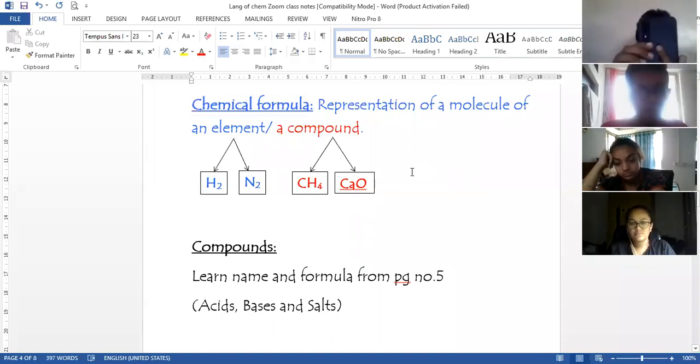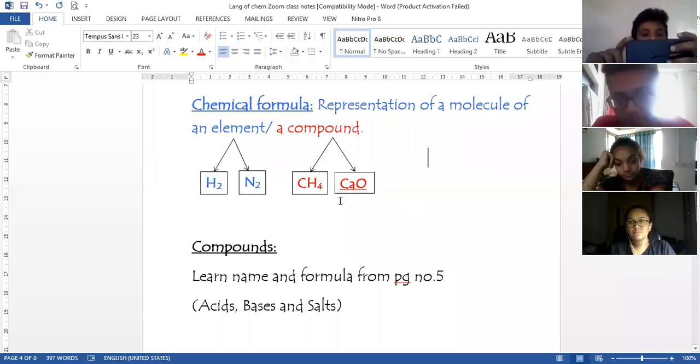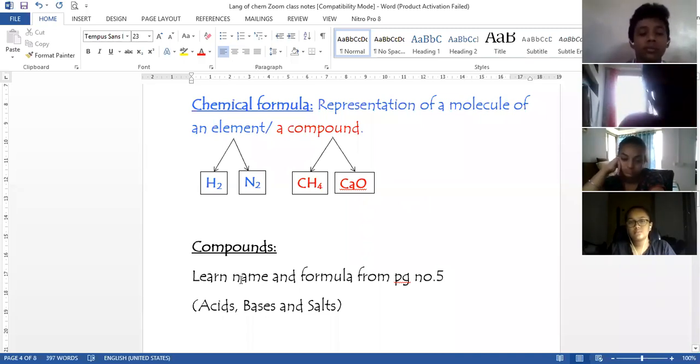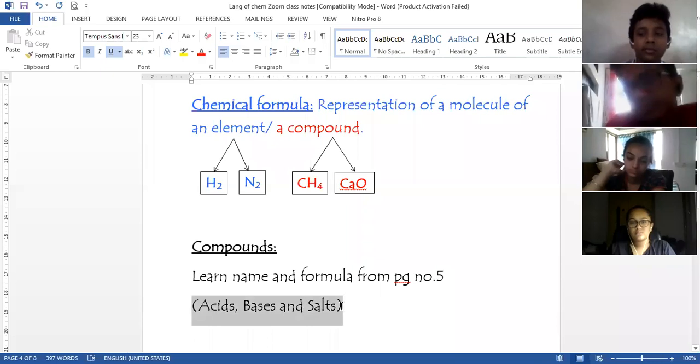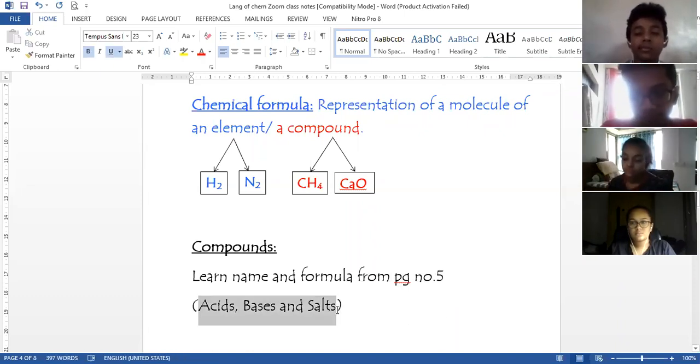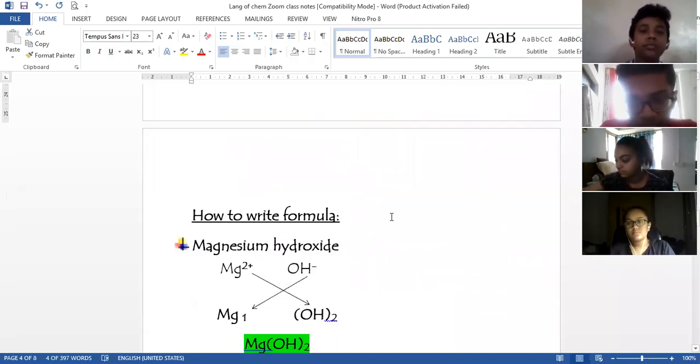So this also you have studied in grade 8. For compounds, you don't have to learn any definition. You have to study the names and formulas of the compounds present on page number 5, which are basically acids, bases, salts and so on. Apart from that, there are a lot of things like hydrocarbons on the page, which you don't have to study. You just stick to acids, bases and salts. These are the things you have to remember. Okay, compounds. Now, how to write a formula.